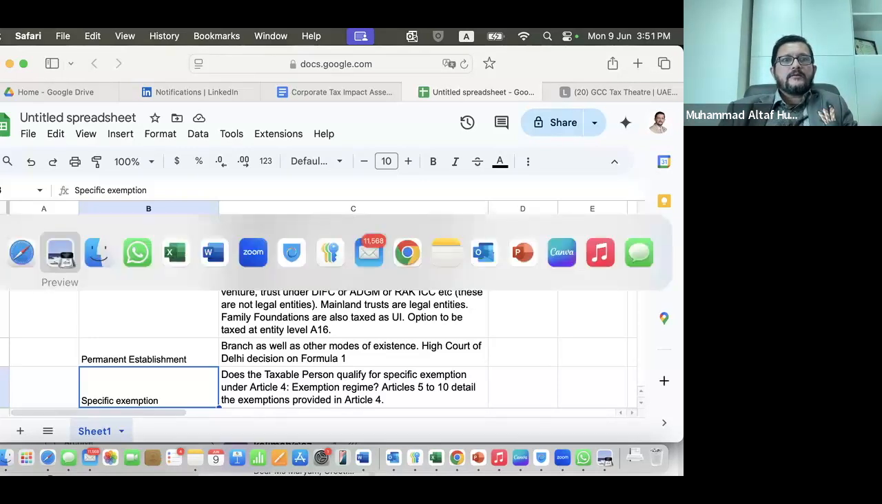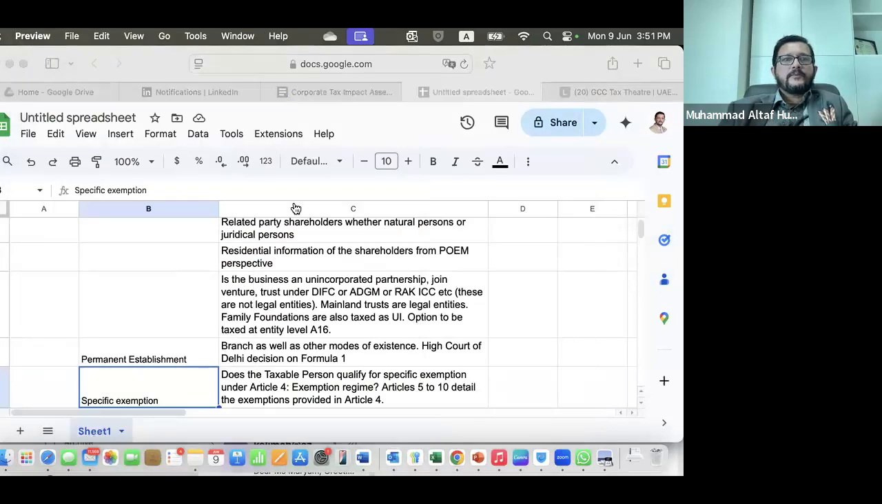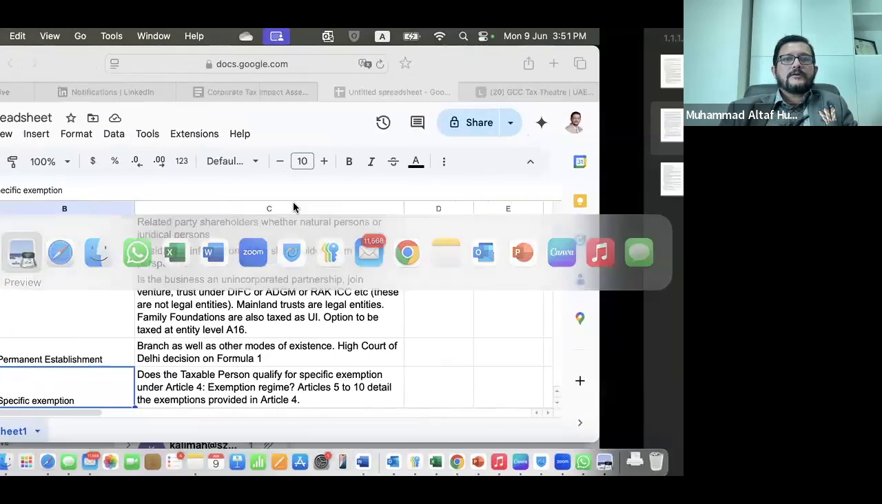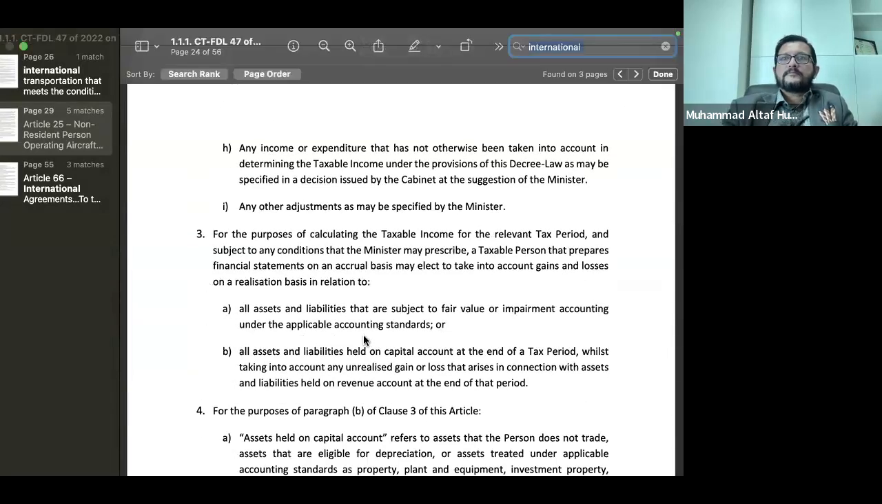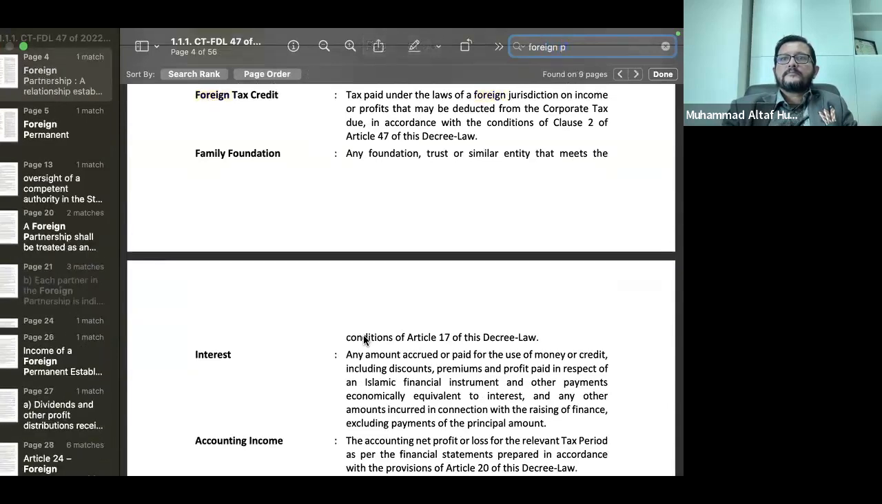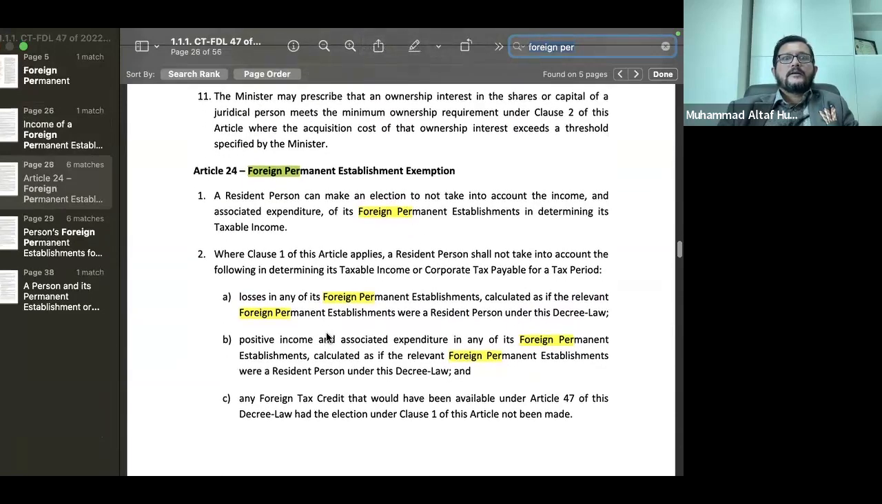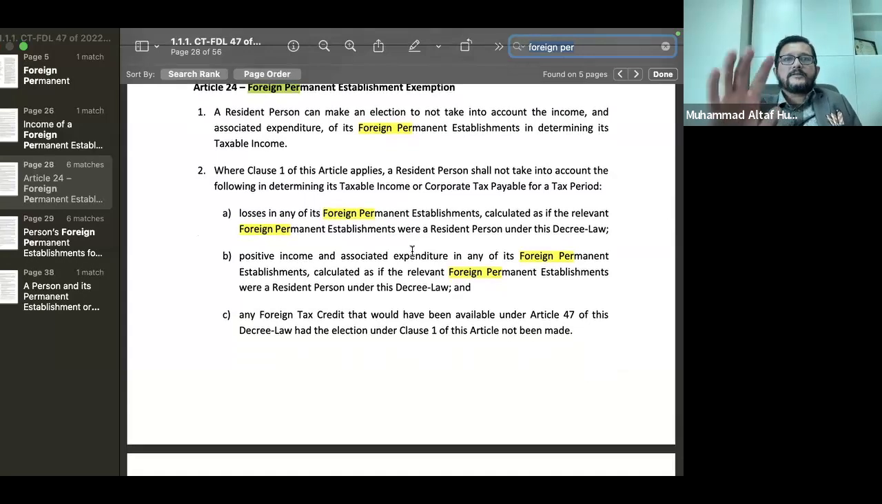Article 24, right? Now this is Article 24. There are some very interesting aspects mentioned in here. A resident can make an election not to take this into account. Fine. That's the first thing. That's the general exemption option, right?